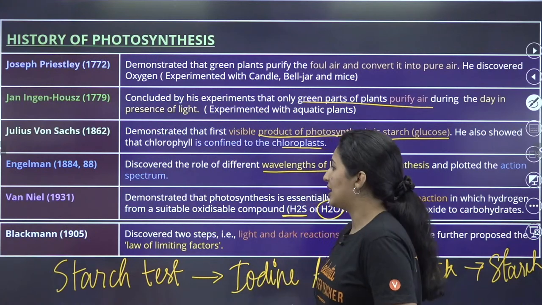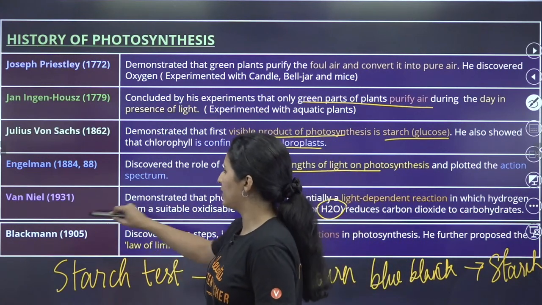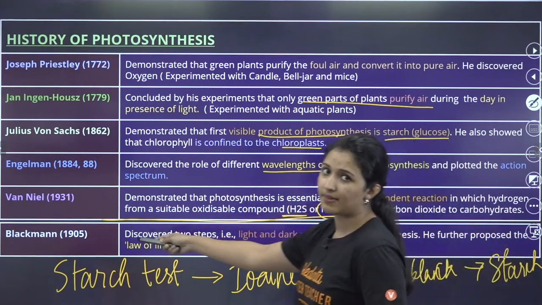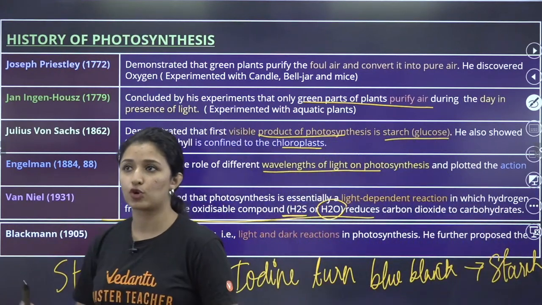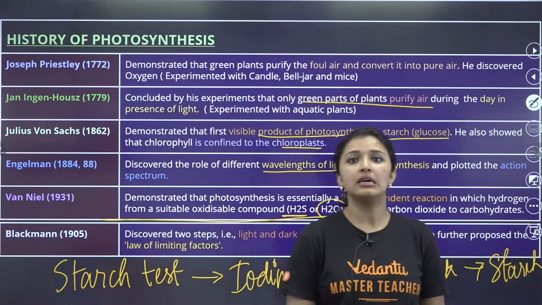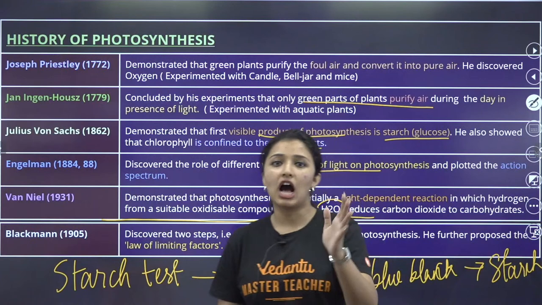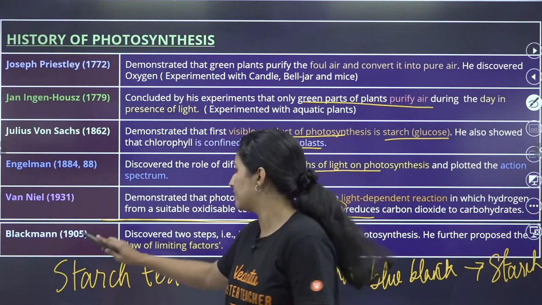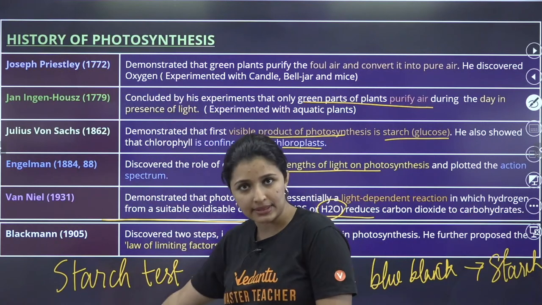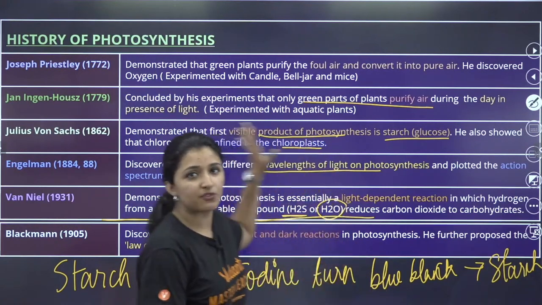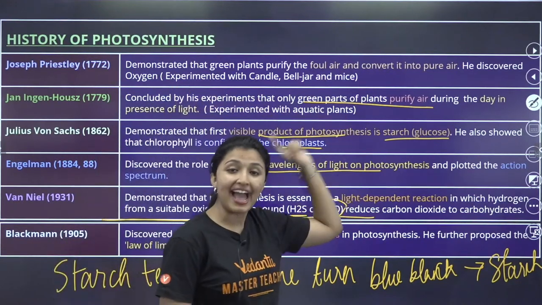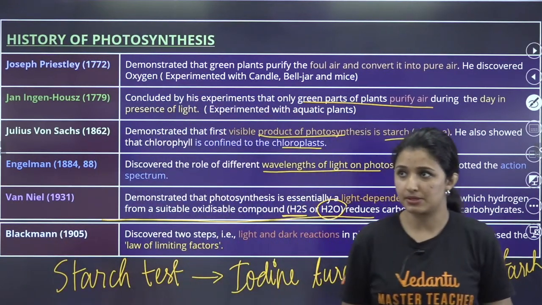Anyways. With this, we finish off the experiments of photosynthesis. Blackman's law, we will utilize again in factors affecting photosynthesis. Blackman's law is saying that when there are many factors, the lowest factor is going to determine how much of photosynthesis is happening. But again, I will repeat this in the end. So far all the experiments were there. At least this much of information you should know: what the experiment was and what they inferred from the experiment.